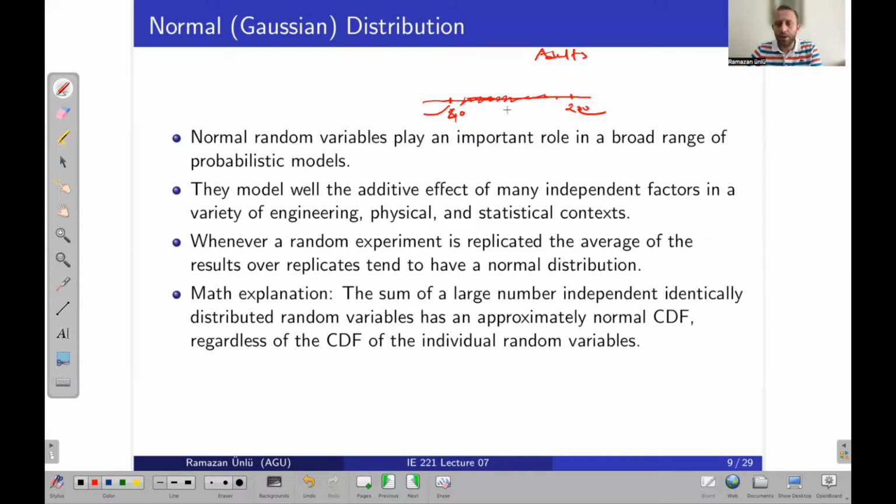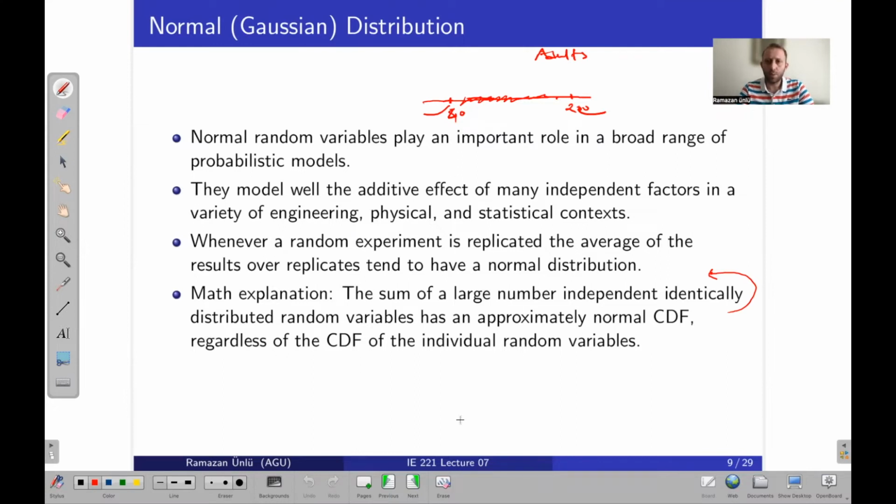So the basic foundation of the normal distribution comes from this idea. What I mean is, in an experiment, everything will be normal. There will not be anything unusual. This is actually the main logic, the main foundation of the normal distribution. But to make it more concrete, please watch the following videos and then we will continue.